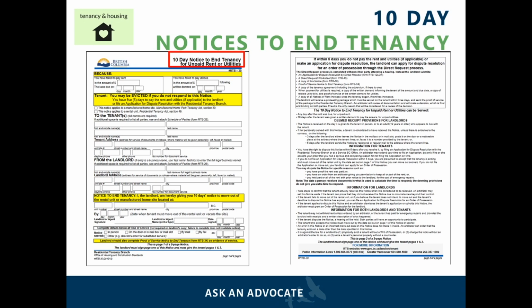Here you can see a 10-day notice. It is a 2-page document. There is a lot of information to take a look at. Feel free to pause the video now if you'd like to look a little further into the details.